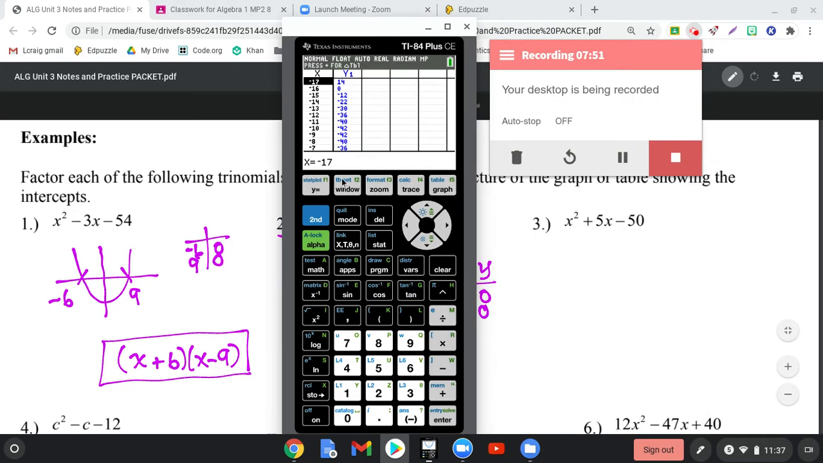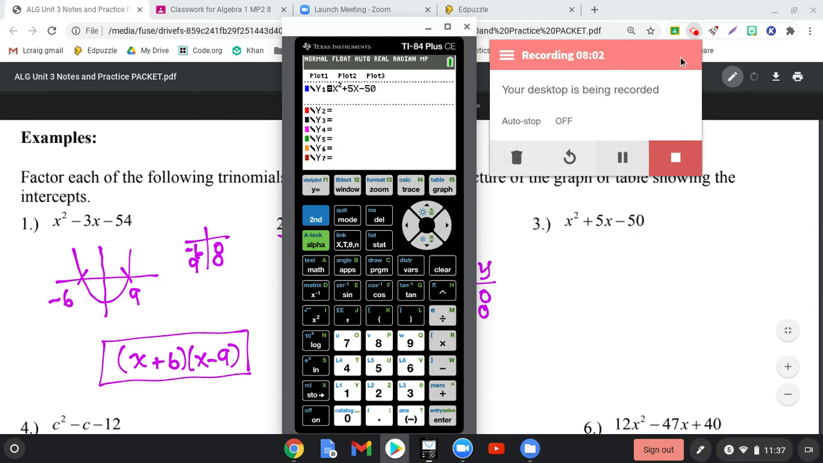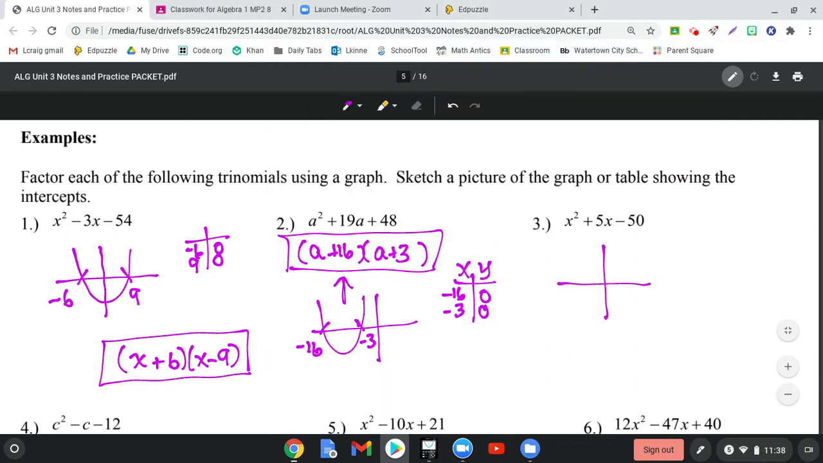So we're going to go to y equals x squared plus 5x minus 50. All right, let's take a look at the graph. Ooh, it looks like negative 10 and 5, which makes sense because negative 10 times 5 is negative 50. Doesn't have to be perfect, so it hits at negative 10 and 5.